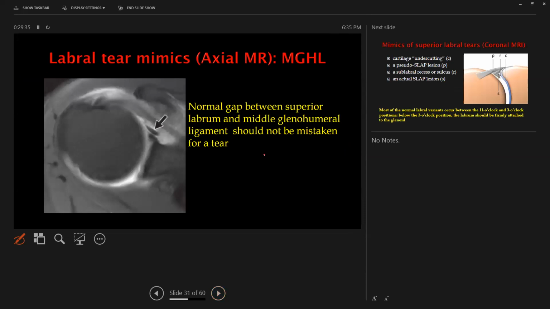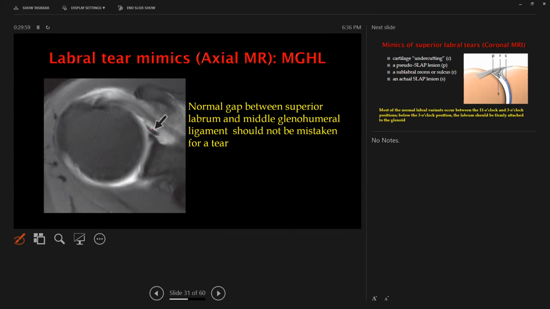Another normal variant. All these normal variants happen between 1 and 3 o'clock position or 12 and 3 o'clock position. So if you ever see a tear or a labral abnormality in these 12 to 1 o'clock, 12 to 3 o'clock positions, always think, is this a normal variant or not?